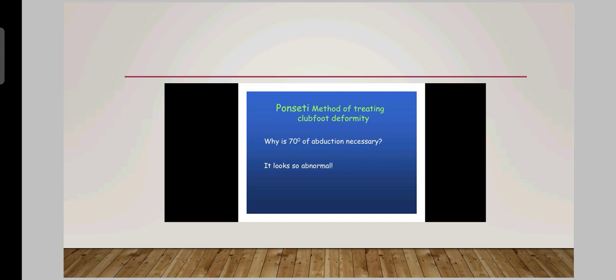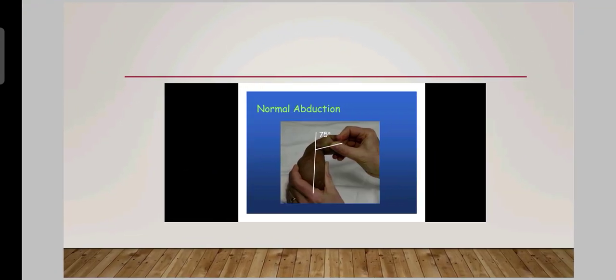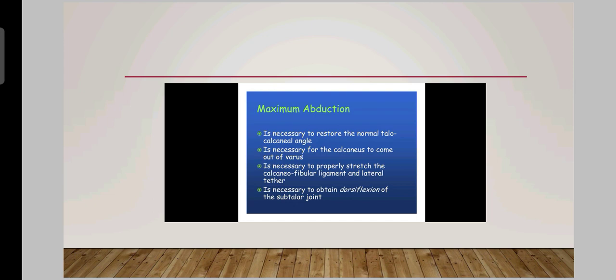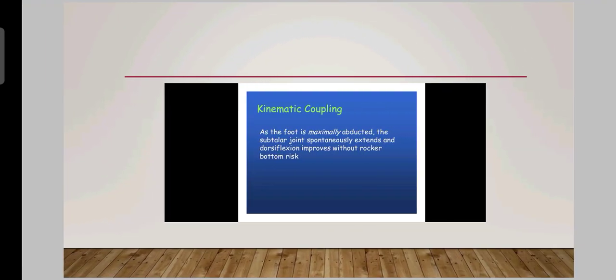So why is 70-degree abduction necessary? It looks so abnormal, but the normal abduction of the foot is around 70 to 75 degrees. So maximum abduction of the foot is necessary to restore the normal talocalcaneal angles, necessary for the calcaneus to come out of varus, and necessary to properly stretch the calcaneofibular ligament and lateral tether. It is also necessary to obtain dorsiflexion of the subtalar joint. As the foot is maximally abducted, the subtalar joint spontaneously extends and the dorsiflexion improves without rocker bottom risk.